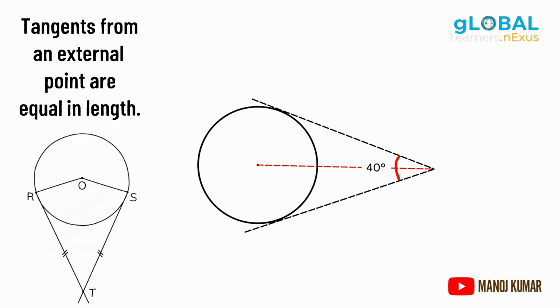So, if this angle is 40 degrees, then both these angles will be equal to 20 degrees, and if this length is equal to 5 units, then this piece will also be equal to 5 units.